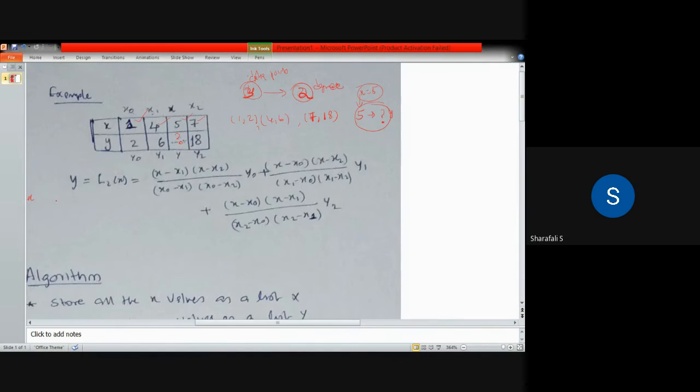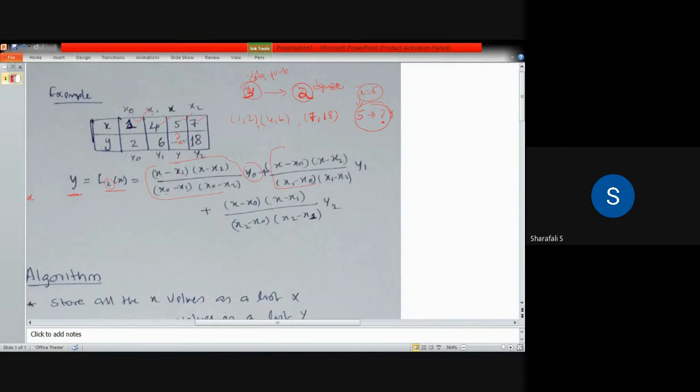Okay, so in that case, y will be equal to L2 of x. Why is it L2 of x? Because the highest degree is 2 now. That is the highest degree possible with 3 points. So L2 of x will be equal to x minus x1, x minus x2 divided by x0 minus x1, x0 minus x2. And this is corresponding to y0 equation. So this is L0 for that case.